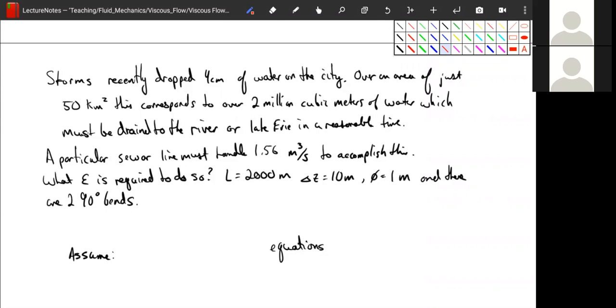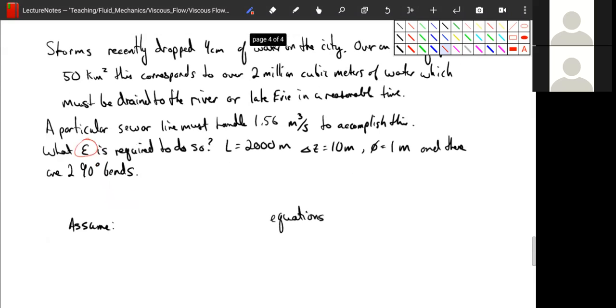And let's say it's a sewer line that runs, if you're familiar with the west side of Buffalo, like Ferry Street runs right down to Black Rock Canal. And we want to know what is the roughness required to do this? So the length of this is 2 kilometers. The change in height is 10 meters. The diameter of the sewer pipe is 1 meter, and there are two 90-degree bends in the pipe.